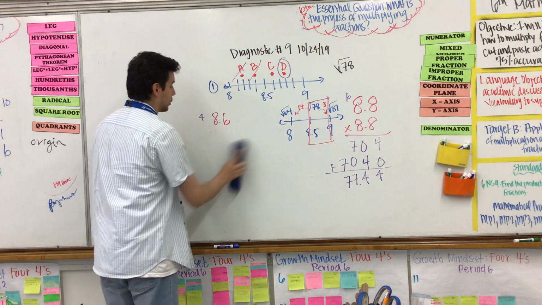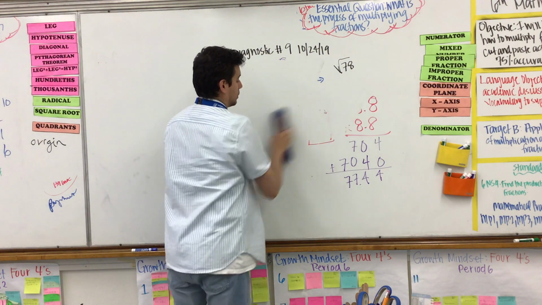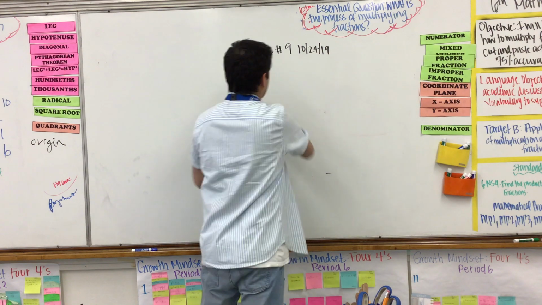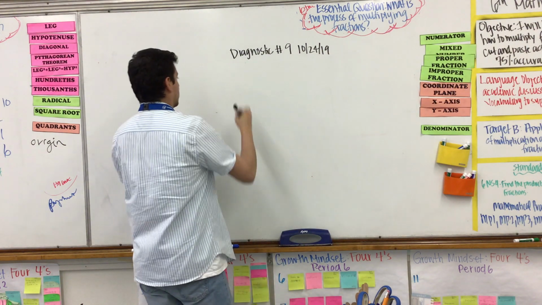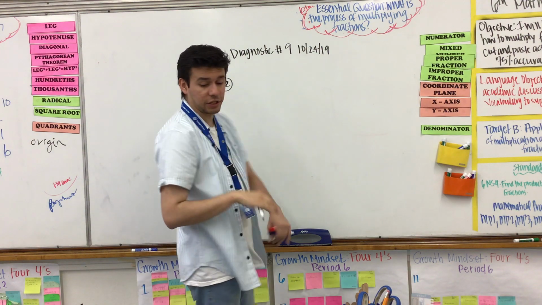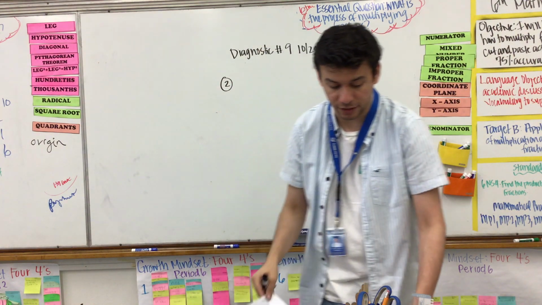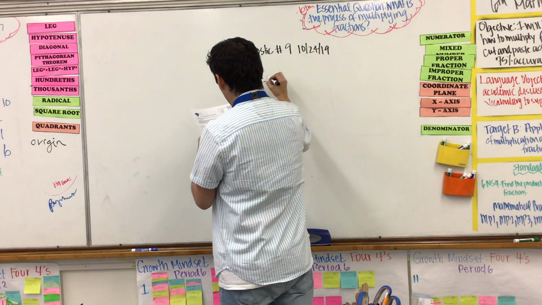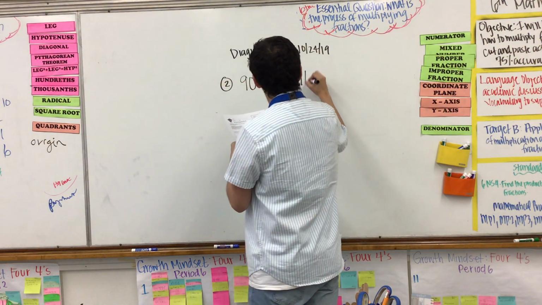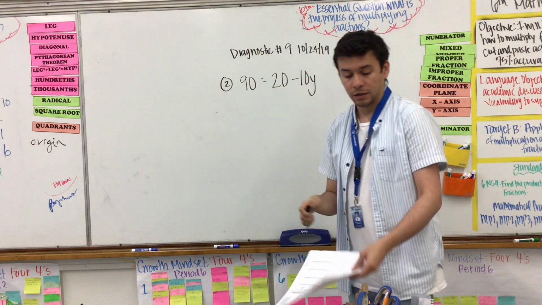Let's go ahead and do number 2. Okay. Number 2. This question has been constantly on this diagnostics, and you guys need to master this. 90 equals 20 minus 10y.